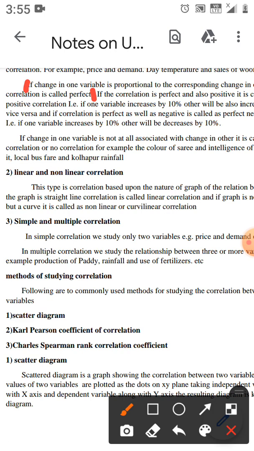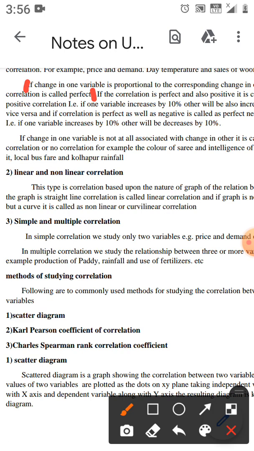And if there is no relation between two variables, that is beauty of a student and marks of a student, there is no relation between beauty and marks, therefore there is no correlation or zero correlation.